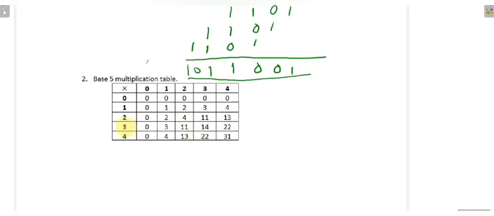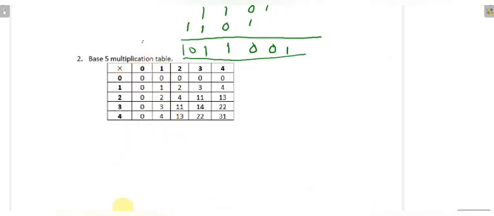Okay, so this is a multiplication table in base 5. In this multiplication table, I'll just randomly pick some number. Let's say this times this, in base 5. So we have 3 times 4 is equal to 12, which is greater than 5. So we divide by 5. 12 divided by 5 is equal to 2, remainder 2. So we're going to write 22. That's why we have 22.